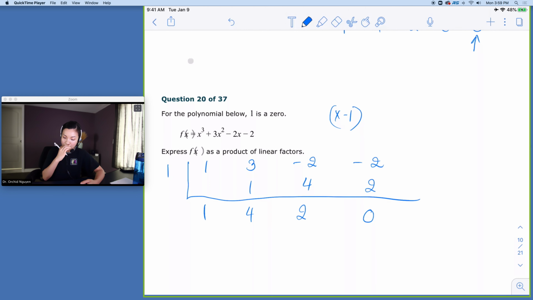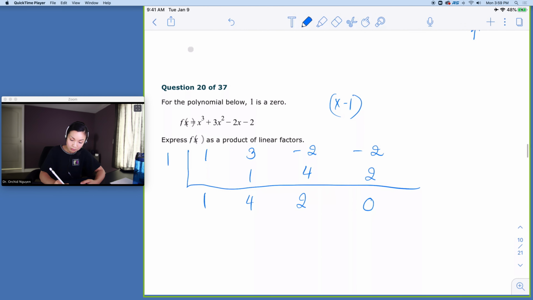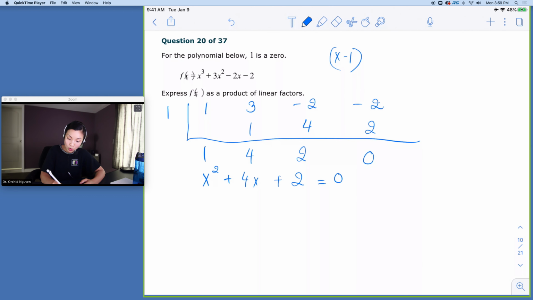Okay, so now I'm ready to write the quadratic equation, which is x squared. Remember, this was x cubed, so 1 less is x squared, plus 4x plus 2. If you can factor, that would be great. If you can't factor, you can complete the square. I'm going to complete the square, or you can use the quadratic formula.